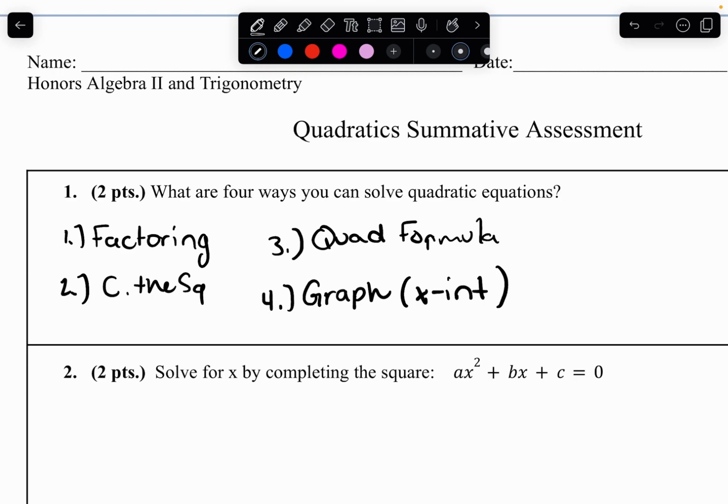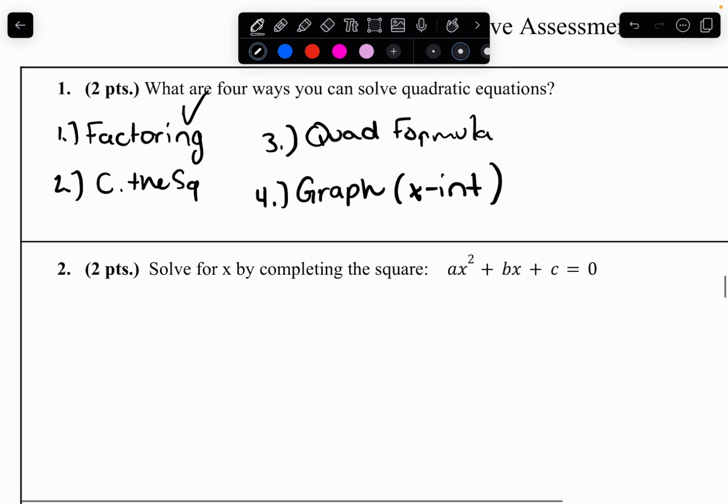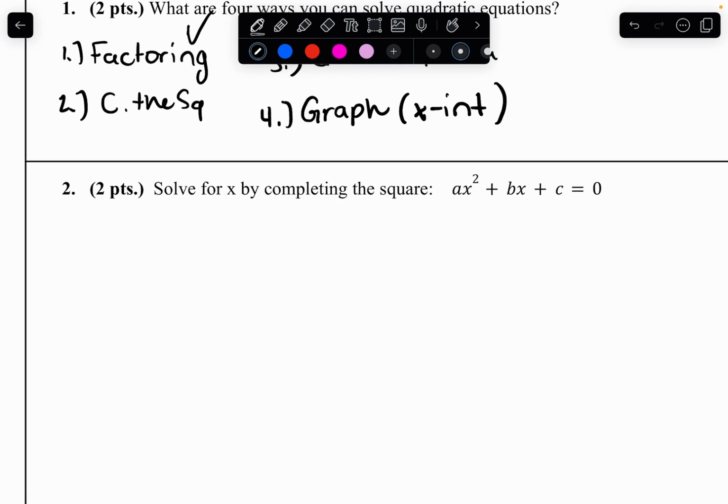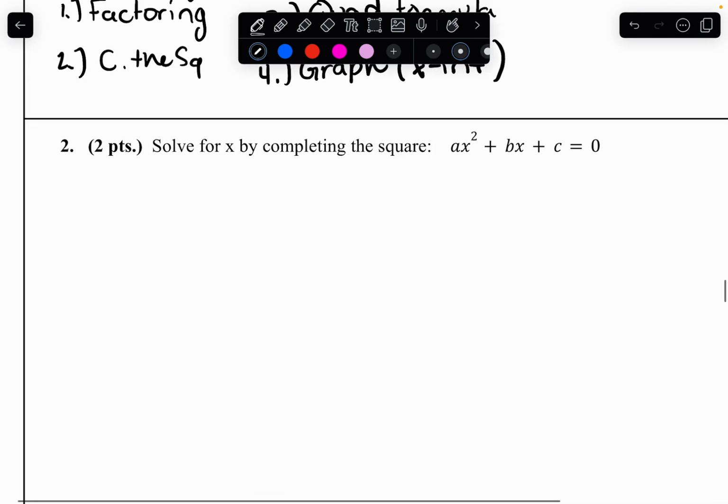Some of you said split the middle term. Splitting the middle term is a form of factoring, and factoring is more general. You don't always have to split the middle term to factor something. And some of you said vertex form, which was crazy. Vertex form is to find the vertex of a quadratic equation, not to solve for x. Okay, solve for x by completing the square.